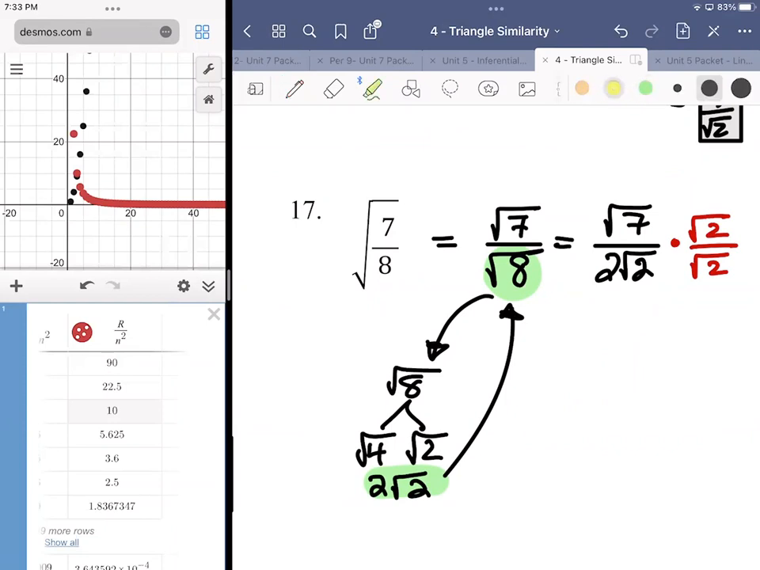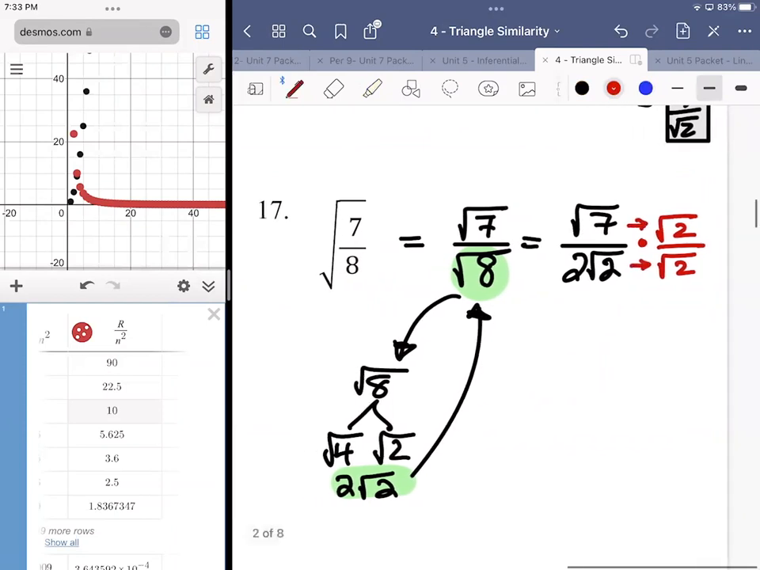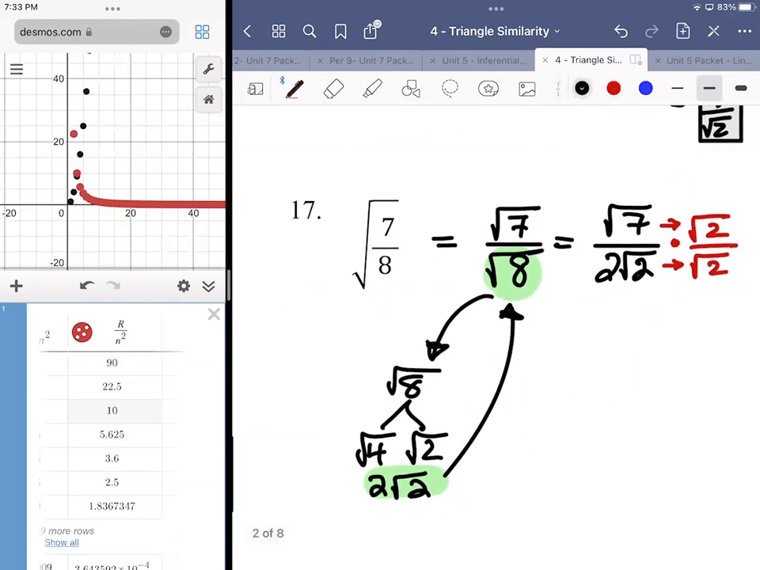So top times top, bottom times bottom. So we're looking at radical 14 up top. Then the 2's coming along for the ride. So there's no counterpart to the 2 other than a 1. 2 times 1 is 2, that understood coefficient of 1. Then I have radical 2 times radical 2, which is going to give me a radical 4.